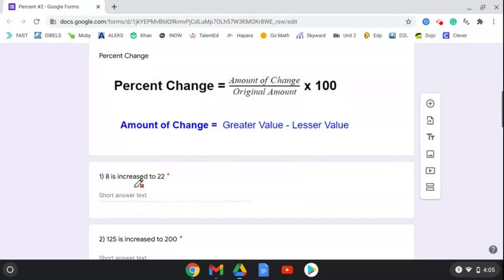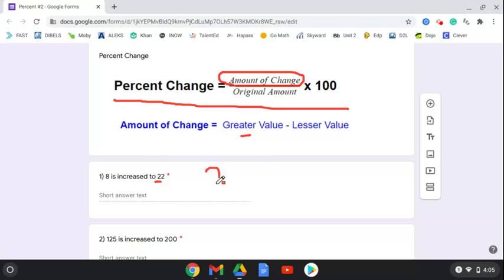So here in number 1, we have the number 8 increased to number 22. And so we want to know, what is the percent change from 8 to 22? Okay, so let's follow this right here. If I want the percent change, I'm going to take the amount of change and divide it by the original amount. So the amount of change, I take my greater value, which in this case would be 22. I subtract my lesser value, which would be 8.